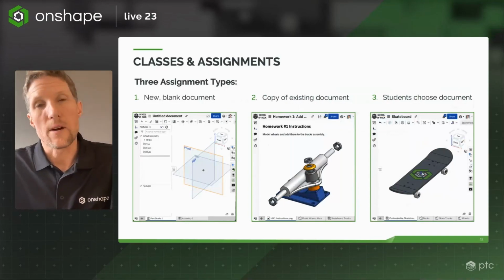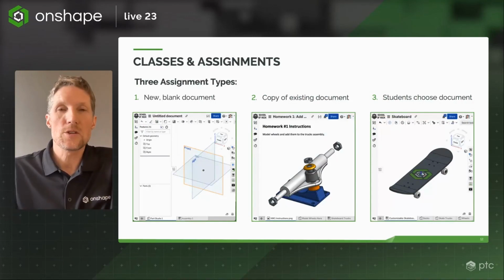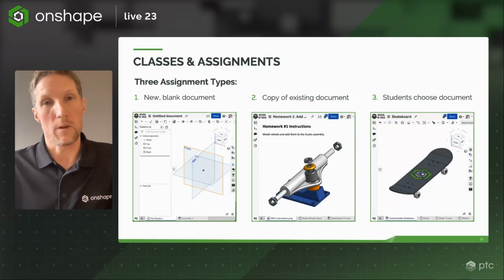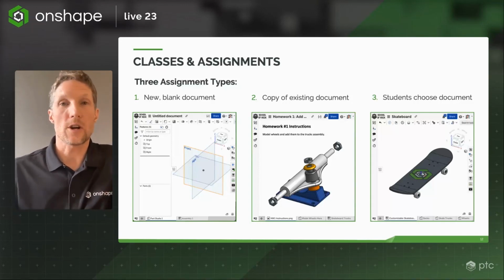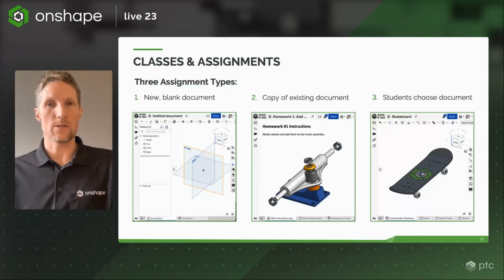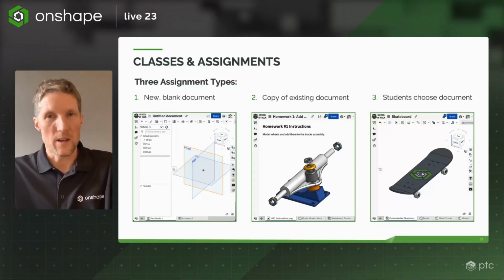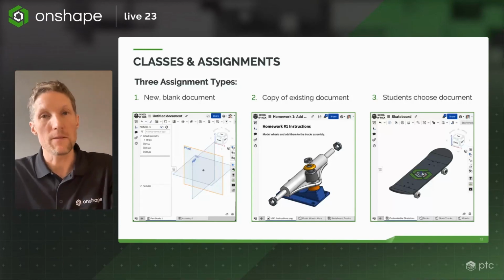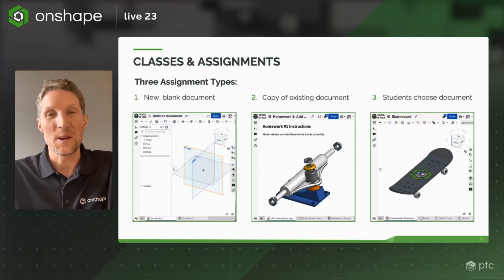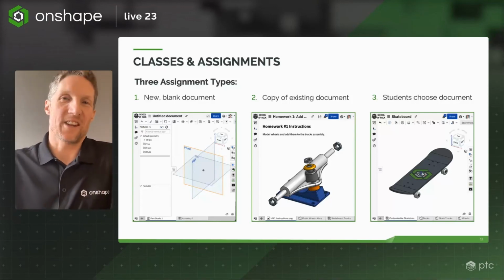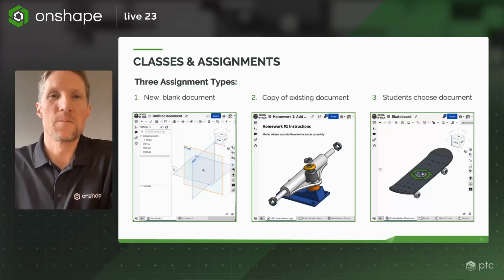In classes and assignments, there are 3 different assignment types that can be created. In the first, each student receives their own blank document for the assignment. In the second, an educator can choose a starter document, and each student receives a copy of that document. A starter document, like any Onshape document, can contain PDF images, video, and of course, Onshape part studios, drawings, and assemblies that educators can leverage to create a framework to help guide students along.